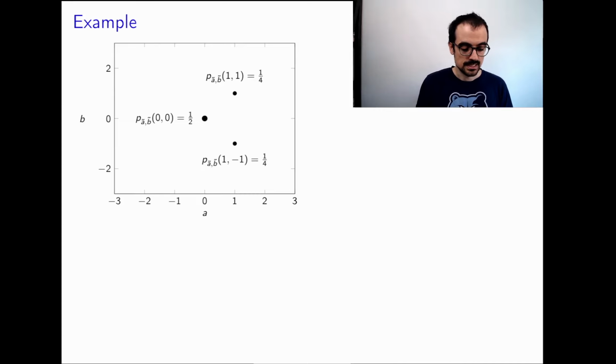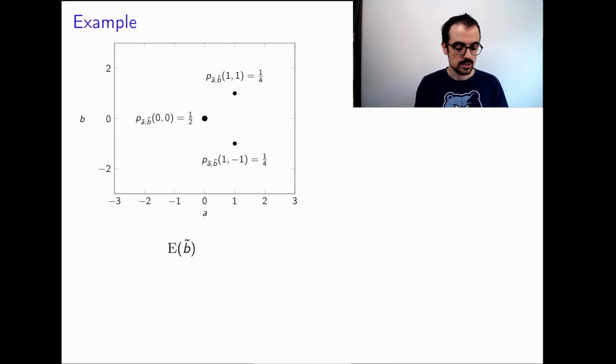In this example, the joint distribution of two random variables A and B is given by this joint PMF, which is only non-zero at 3 points: at (0, 0), (1, 1), and (1, -1). The area of each of these markers represents the value of the joint PMF there. So it's equal to 1/4 at (1, 1), 1/4 at (1, -1), and 1/2 at the origin, at (0, 0). Let's start by seeing whether these two random variables are uncorrelated.